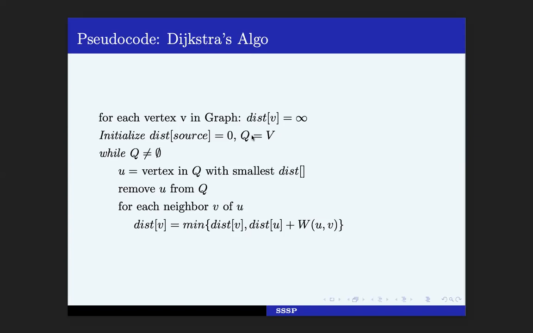Mayank Devra, do you have any idea? Sir, the first loop invariant can be that when we remove the vertex, at that time the shortest path distance will be whatever is stored in dist of U. Very good. That is the first loop invariant: for all the vertices that are not in the queue, the distance value stored at that time is the shortest distance.